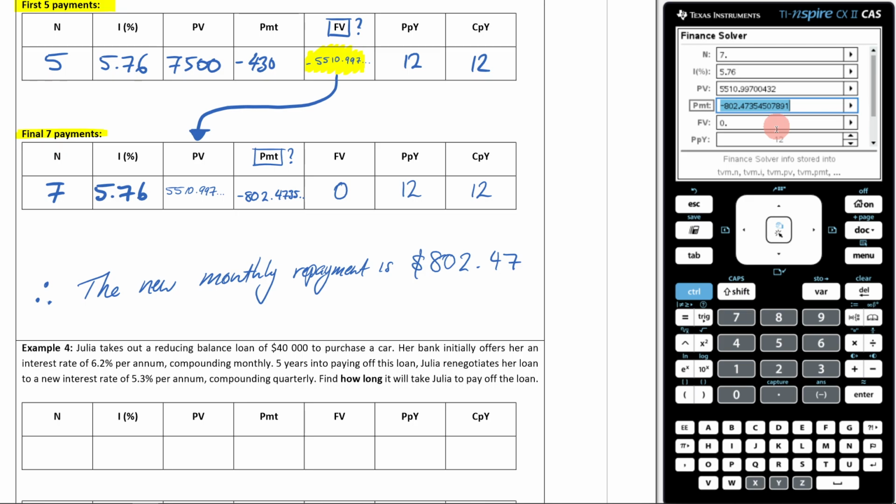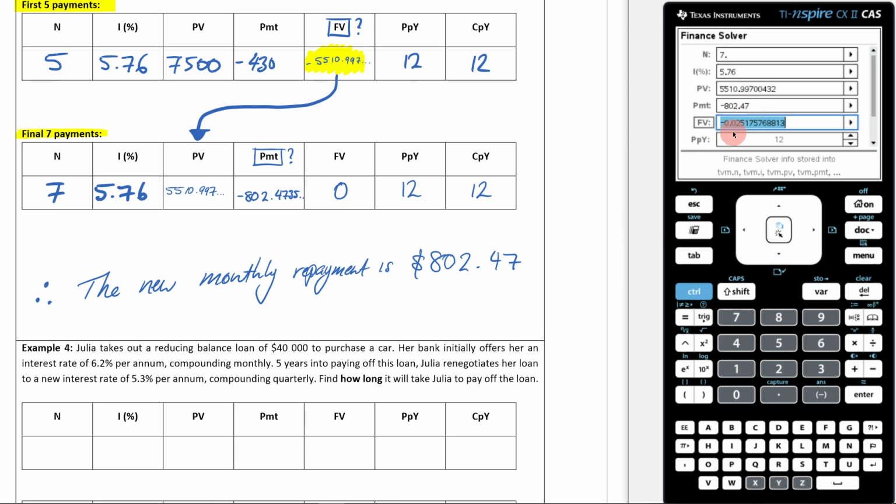Let me show you why. So let's just say we were making repayments of 47 cents, so $802.47. If I was to now get rid of my future value and hit enter, do you see how much I've got owing on the loan? I still have like 3 cents owing on the loan, because it's 0.03. Because I rounded down, I actually don't end up hitting 0.